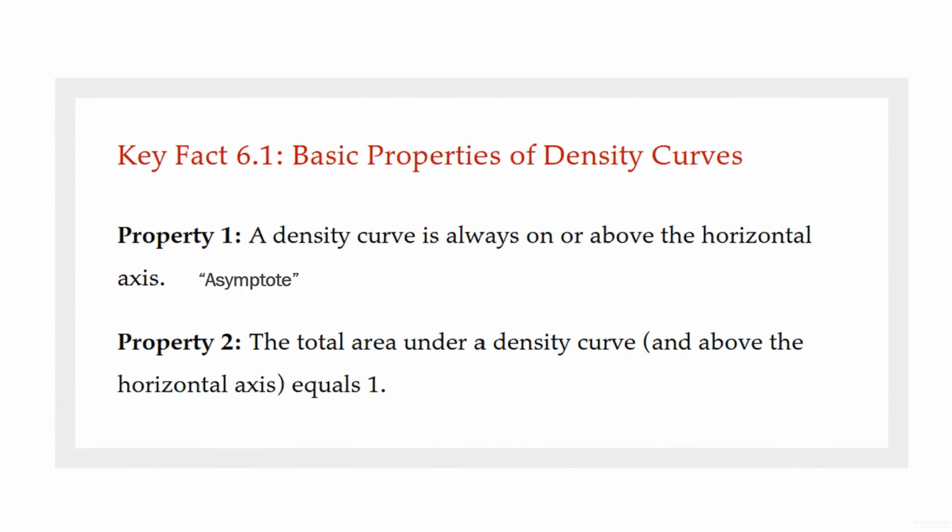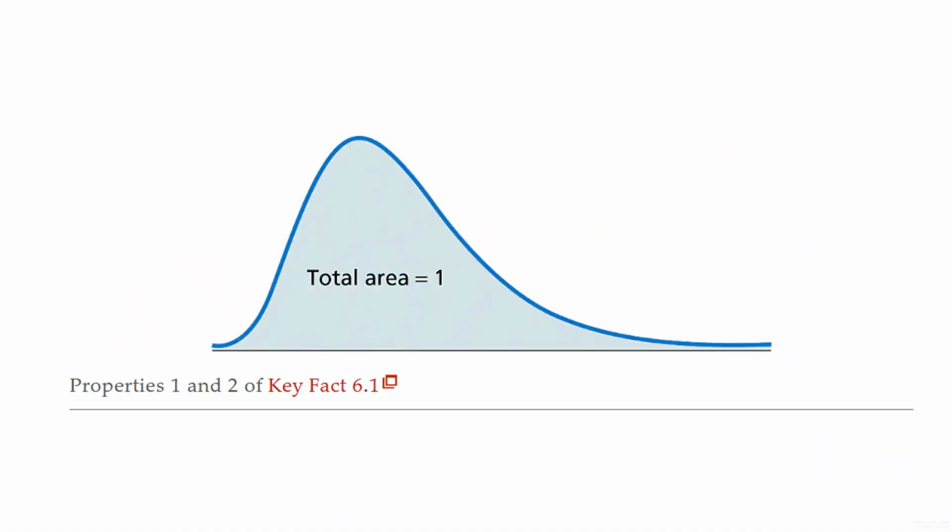Some key facts about the basic properties of the density curve: property 1, a density curve is always on or above the horizontal axis, and we call this an asymptote. And property 2, the total area under a density curve and above the horizontal axis is equal to 1. We're going to use these properties to apply it to some statistical problems. So again, here is a density curve, and it's showing that the total area underneath it is equal to 1. It's also showing that the density curve is on or above that horizontal axis.